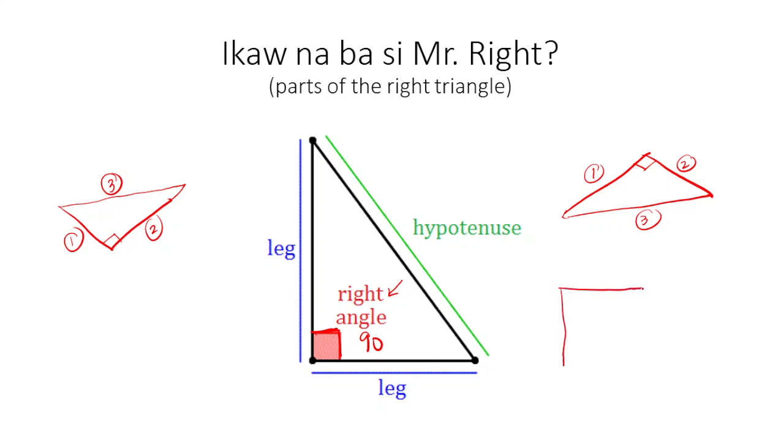Let's make it like this. So we have this right angle, and first, second, third, and then fourth. This is the fifth side. Where is the hypotenuse? Yes, Cyrene. Okay, fifth side. It is always opposite the right angle.